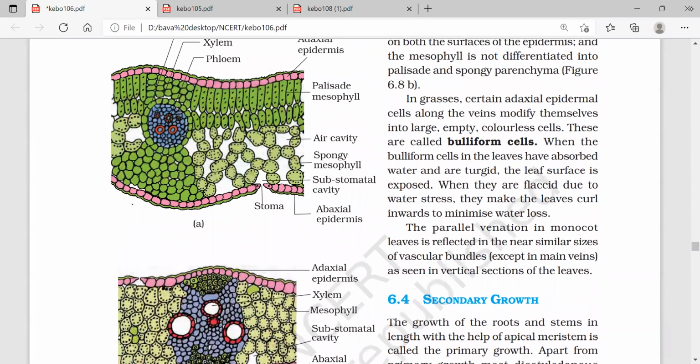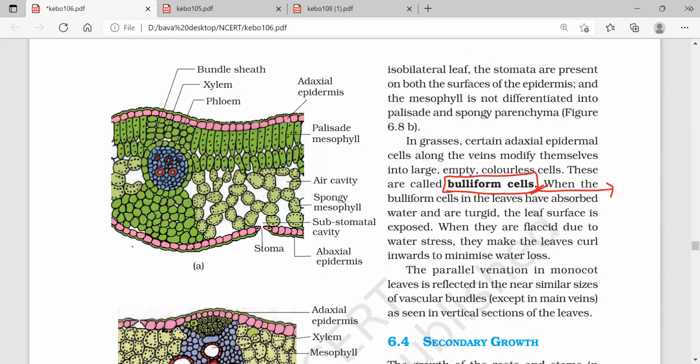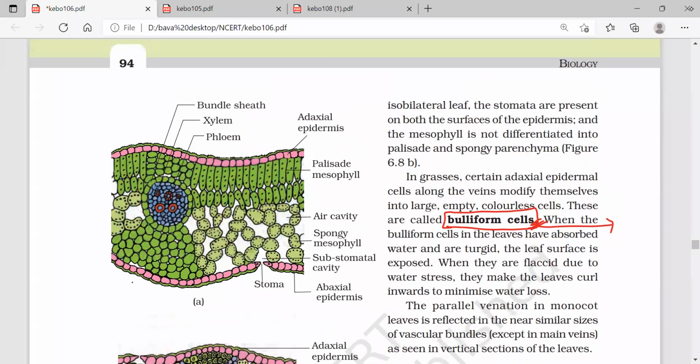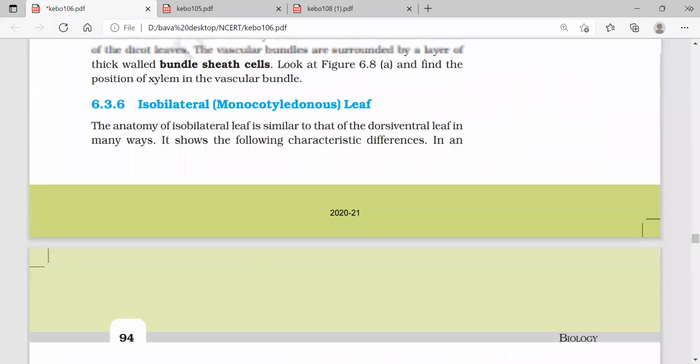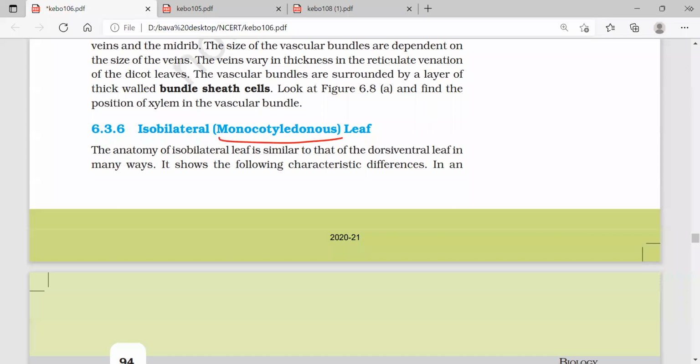Okay, the bulliform cells. See, these are all the keywords I'm going to ask next class. What are the characteristic features of bulliform cells? What type of plants have bulliform cells? What is the difference between monocotyledon leaf and dicot leaf?